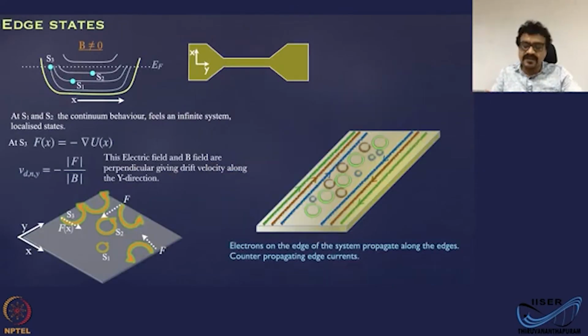Now, let us look into this problem in a little more detail. So this is the picture we have. We have states at the edge and no states in the middle for conduction. So the condition here is I'm having now three states marked S1, S2 and S3.